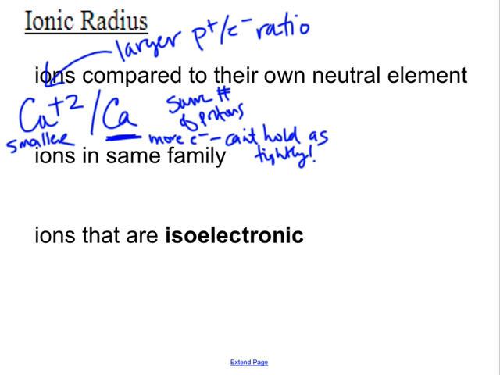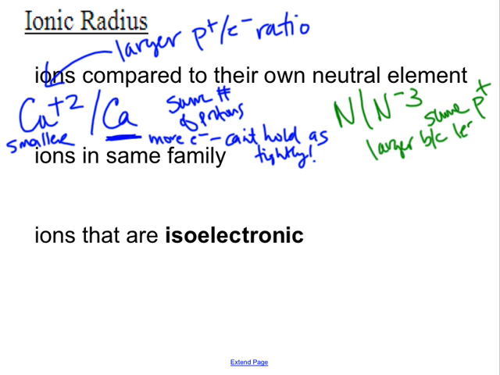What if you're doing nonmetals like N and N minus 3? Same thing with the charge. Those both have the same number of what? Same protons. All right? Since they have the same number of protons, N minus 3 is larger because of less nuclear pull. Less pull per electron.